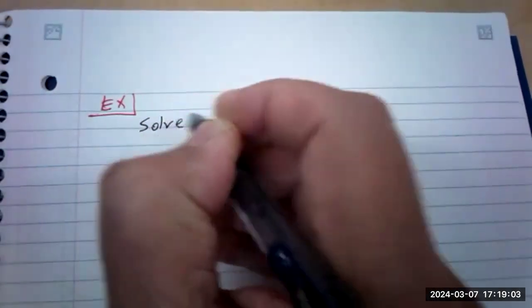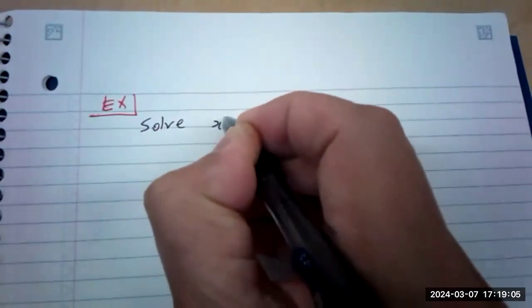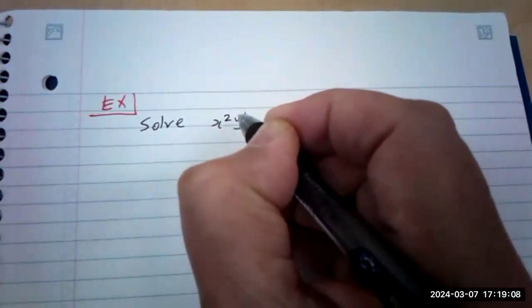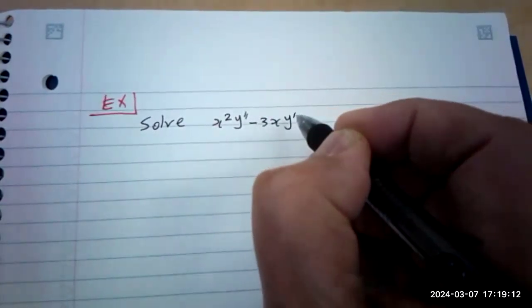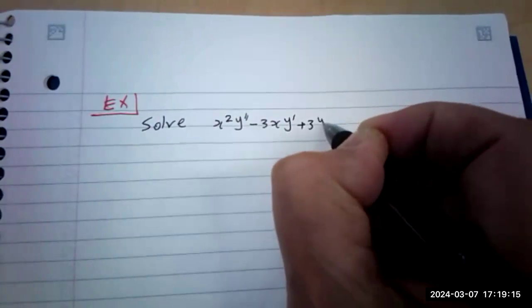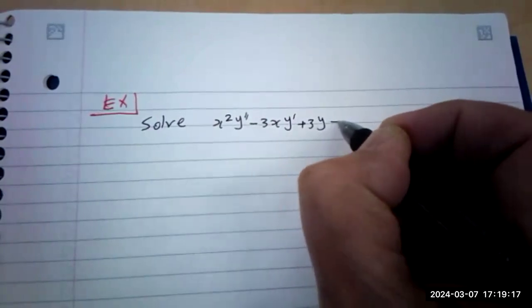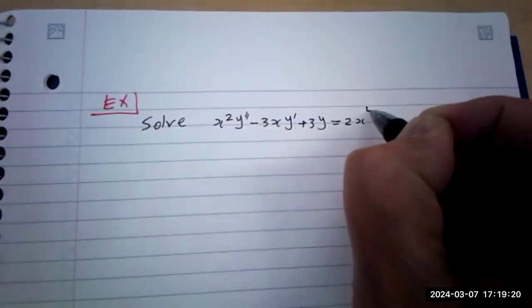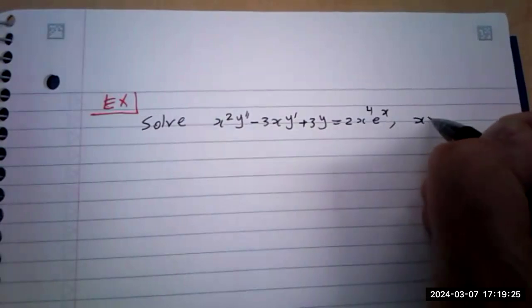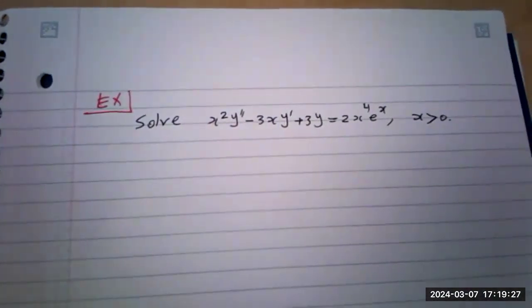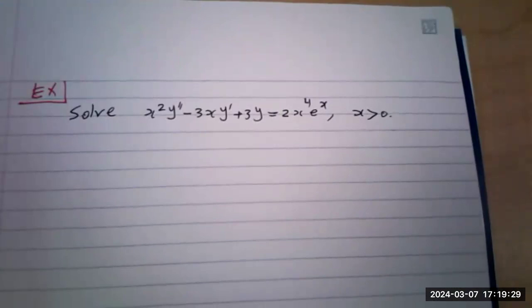Okay, there you are. Solve this equation: x squared y double prime minus 3x y prime plus 3y is equal to 2x to the 4th e to the x. And they give you the condition that x is positive. You have this condition all the time. There you are. It's a non-homogeneous equation.